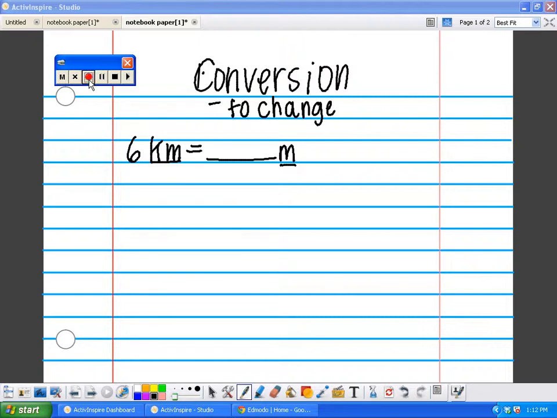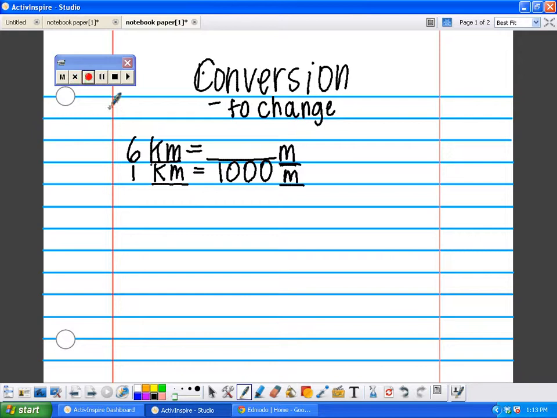What is so important about this little strategy is that you put the same last names together. So he told me 1 kilometer. So I have to go to kilometers and write 1 kilometer. Same last names, they go underneath each other. Equals 1,000 meters. Same last name. Go ahead and write yours.